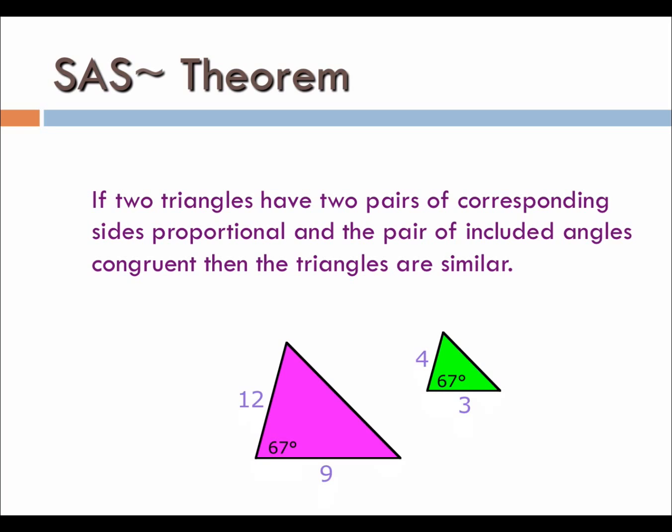Remember when we dealt with side, angle, side, you've got that idea of the included angle being the angle between the two sides that we're talking about. So again, the angles have to be congruent, 67 to 67, and the sides have to be proportional. 12 is to 4 as 9 is to 3. Has a scale factor of 3 there. Or 1/3, depending on how you want to do it.